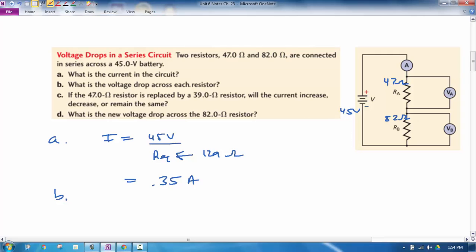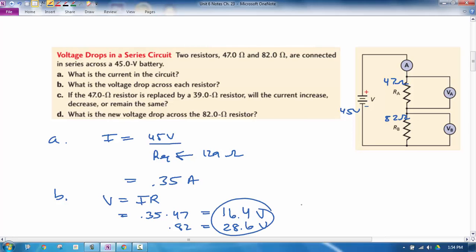And then we can find the voltage drop across each resistor. How we do that is we just use Ohm's law on each resistor. So we'll use V equals IR. The current is 0.35 amps going through both, and the resistance of the first one is 47, so that gives us about 16.4 volts. Then we do the same thing with the other resistor: take the current in the circuit, about 0.35 amps, and multiply it by 82, and you get the voltage drop across the other resistor, which is about 28.6.